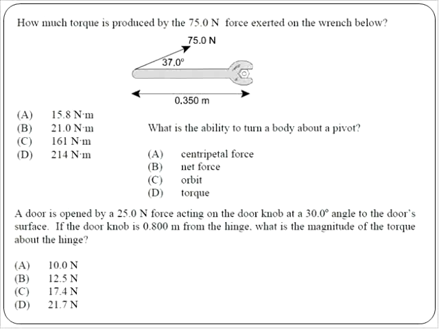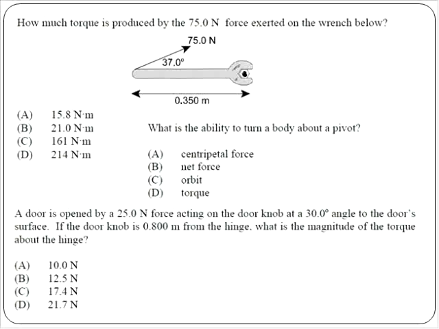Okay, let's try a couple more. This time, you're asked how much torque is produced by that 75.0 Newton force exerted on that wrench. Well, again, the pivot point is pretty obvious. There's the pivot point right there. The nut that the wrench is trying to turn would be the pivot. That would be the natural pivot. It's pretty obvious where it is.